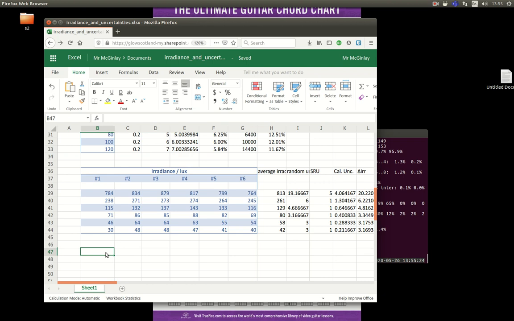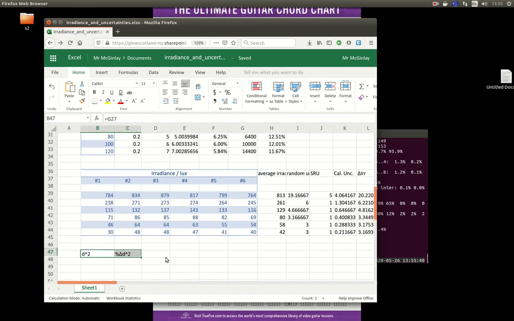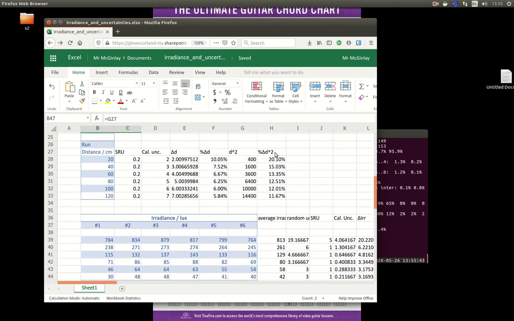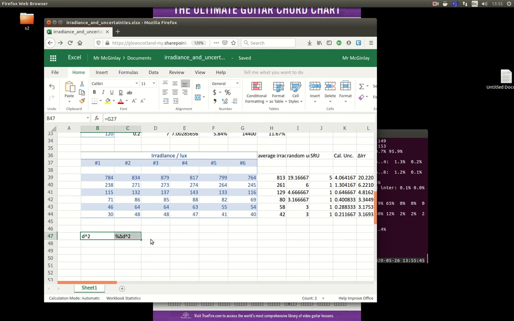I'll put equals in here, G27, and I'm actually going to copy from that the column heading and the next one, which was to the right, which was the percentage uncertainty in d squared. The next thing I want is the irradiance heading, just that, and then I want the uncertainty in the irradiance.